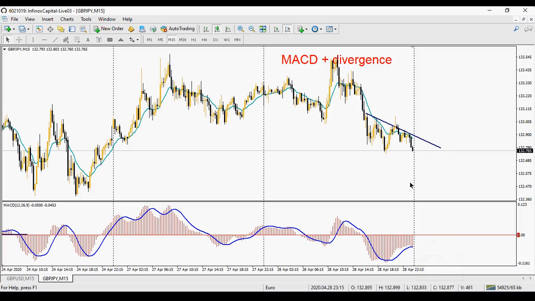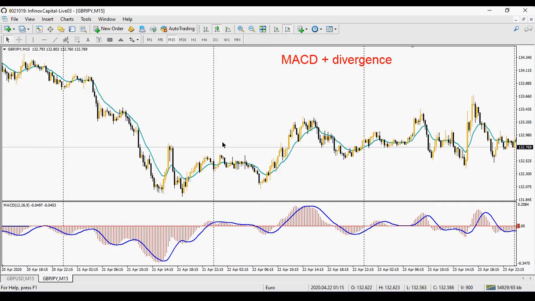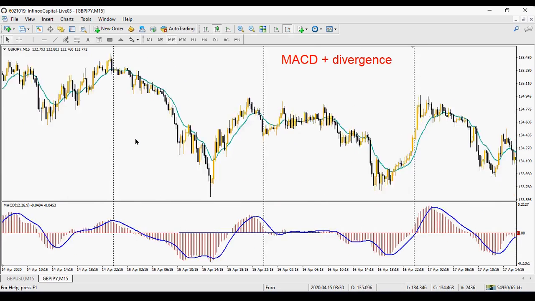And MACD is showing me that it probably wants to go. When there's a turn here, the first turn, and I see a turn here, I begin to look for a possible bullish move right there. Okay, that's at the current market price.